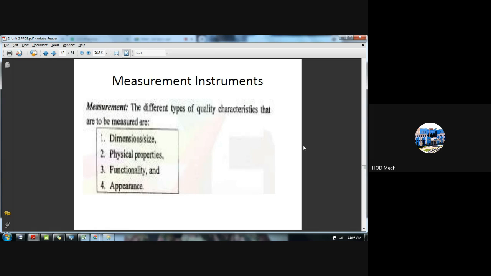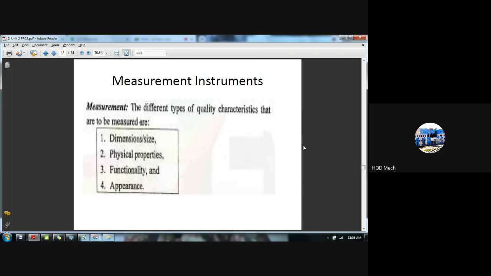Now coming to measurement instruments, the different types of features an engineer will be willing to measure are generally categorized as dimensions and sizes. What will be the dimension of my product? What is the size of my product? That is the first parameter. The second thing that comes into consideration is physical properties regarding material, regarding process, regarding machines that you are using. So physical properties. Then comes functionality.